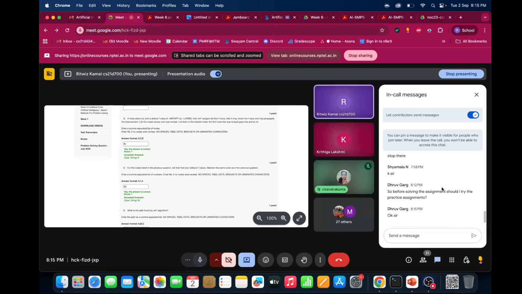Any other doubts? So from where can we see the solution, sir? For the practice assignment, you just attempt it, and then at the bottom there is a button to check answers that will show whether the answer is correct or not. For the graded ones, you can't see the solution unless the deadline has passed.